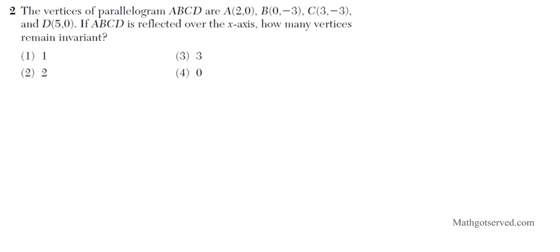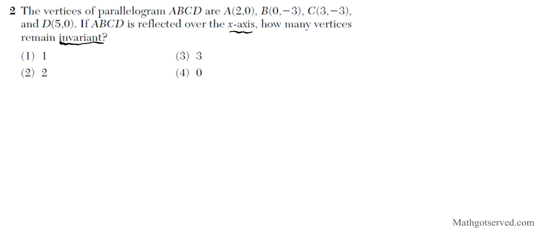It says the vertices of a parallelogram ABCD are (2, 0), (0, -3), (3, -3), and (5, 0). If ABCD is reflected over the x-axis, how many vertices remain invariant? Invariance is just a fancy way of saying it doesn't change, remains exactly the same. So when we reflect about the x-axis, what happens? When we reflect about the x-axis, all you have is just the opposite of the y-coordinate, right?